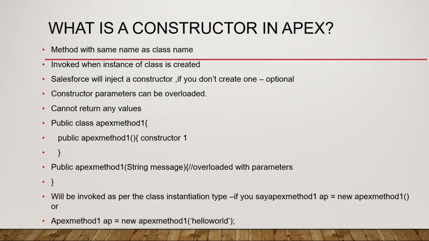So which will be invoked when? If you see the second last line, if you instantiate the Apex method 1 class object without any parameter, then the first one will fire. If you initialize with a parameter, hello world, the second constructor will fire. A couple of rules: there can be no return values for a constructor. So keep these things in mind. And a constructor is initiated when you create an object of that class.